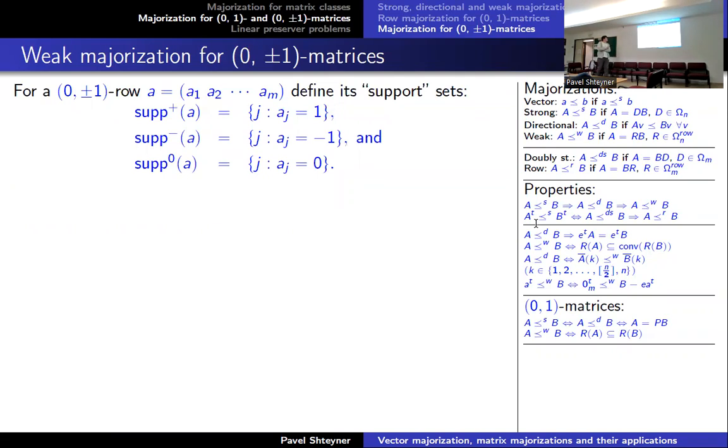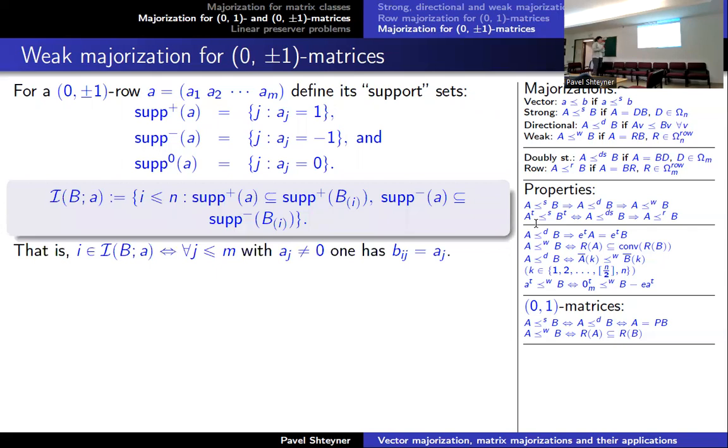We'll talk about, once again, weak majorization. We have a row of zero plus-minus one, and for the row we can define support sets. Positive support is the set of indices for which a_j is one, negative support is minus one, and zero support is zero. So these are the sets of indices that characterize the zero plus-minus one row. And you can use the following set of indices for matrix B and the row A. So the definition is the following.